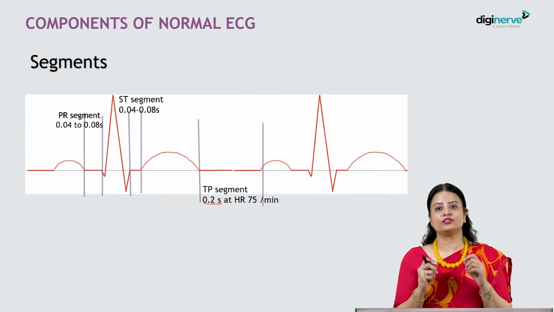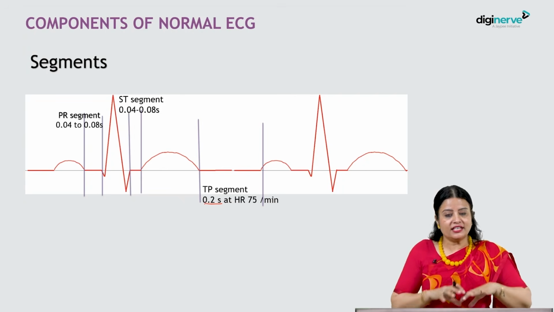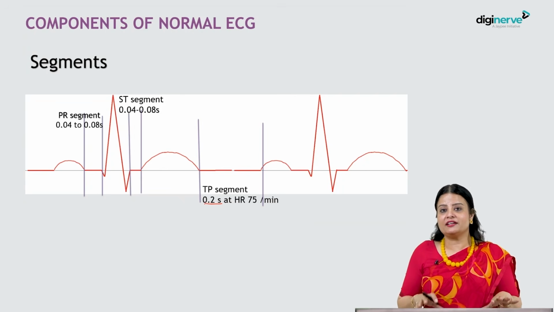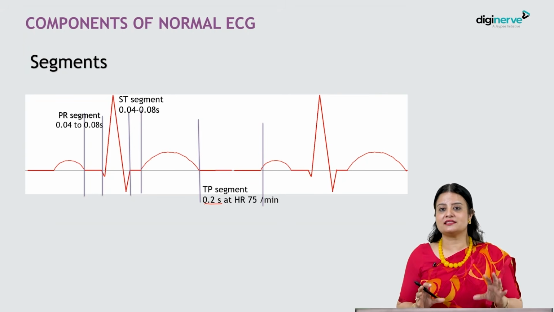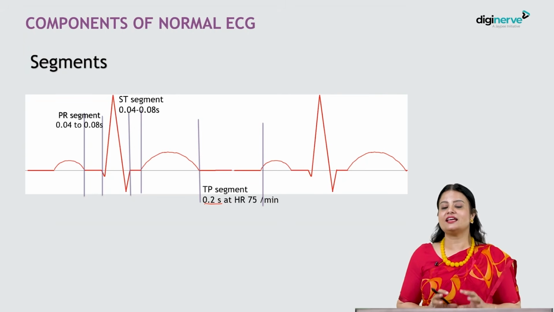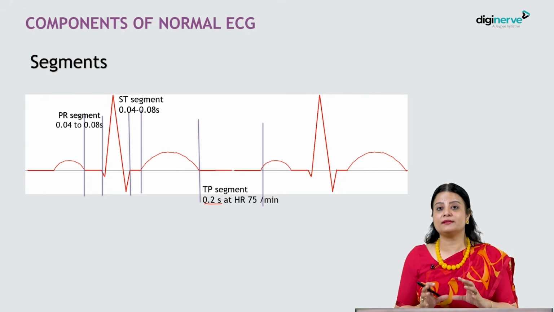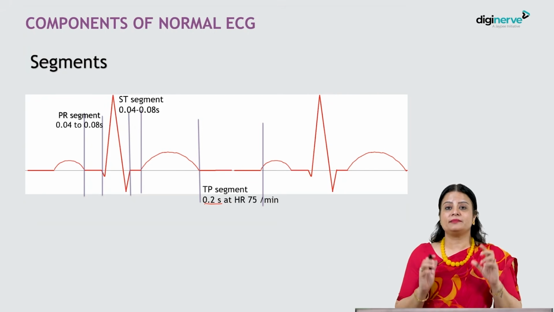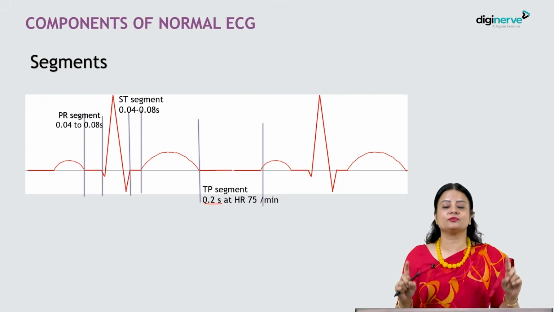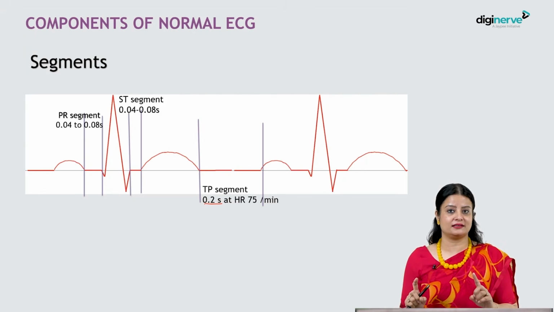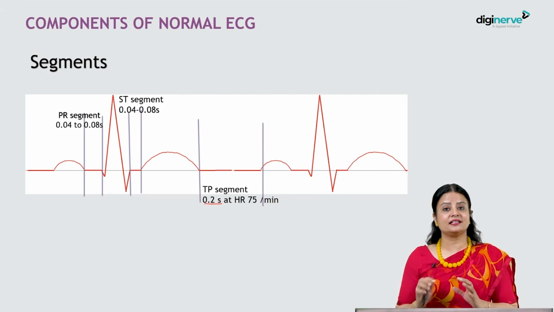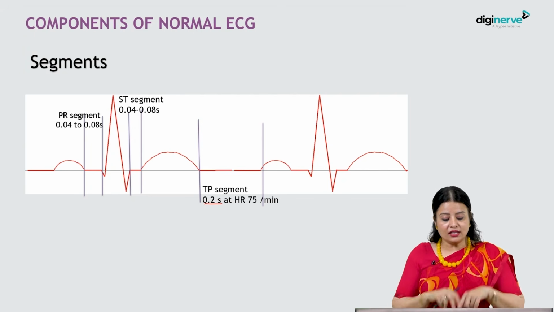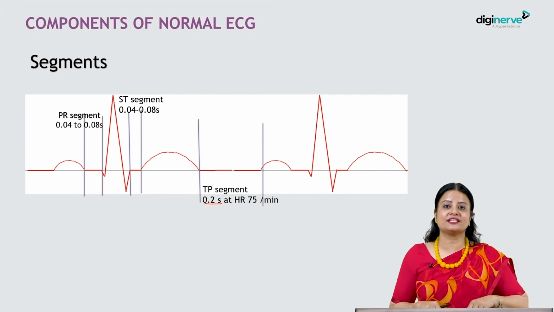I definitely want to add one thing here: the P wave is atrial depolarization, the QRS complex is ventricular depolarization, and the T wave is ventricular repolarization. Please do not confuse it with systole or diastole. Systole and diastole are contraction and relaxation, that is the mechanical event. All this we are talking about is the electrical change.